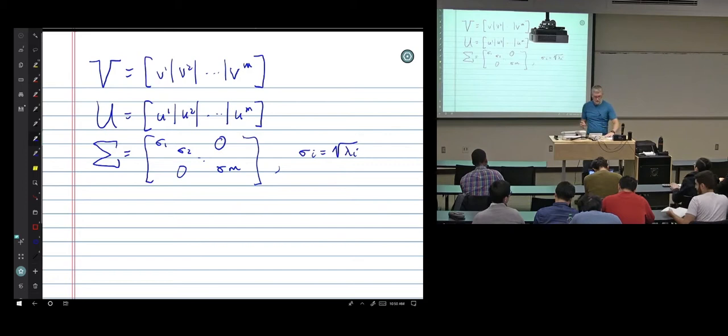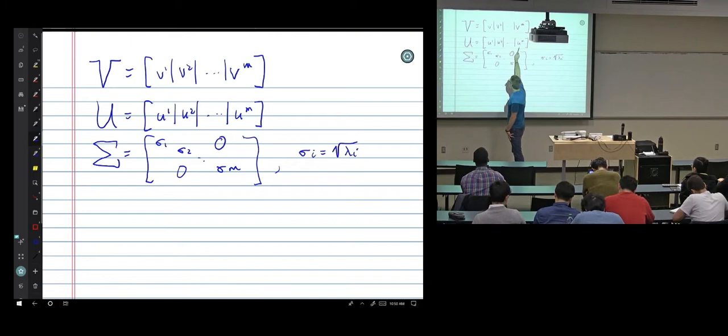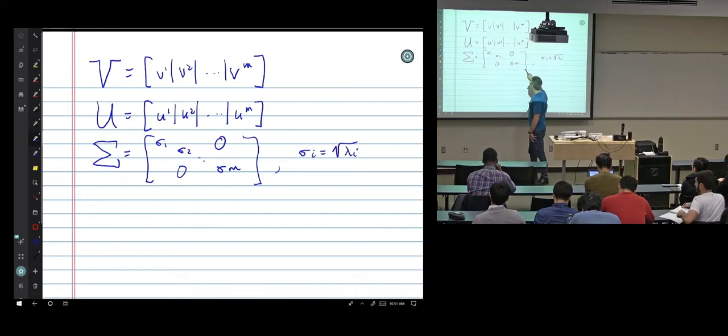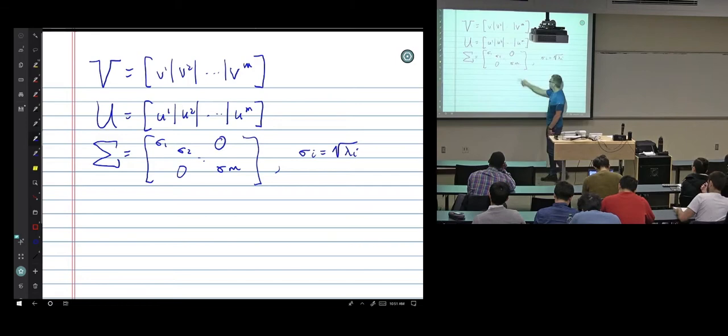Okay, so we use the eigenvectors of A times A transpose to get an orthonormal basis. So this matrix is now orthogonal. I have another orthonormal set of eigenvectors I constructed from these. That matrix is orthogonal. These guys are ordered sigma 1 greater than or equal to sigma 2 greater than or equal to sigma m.